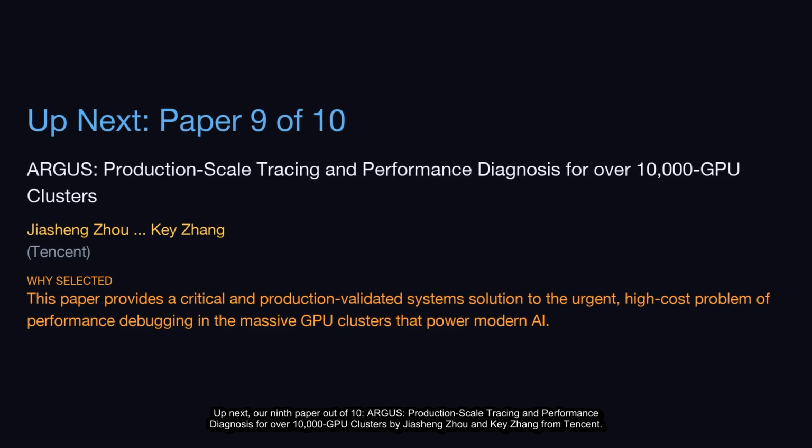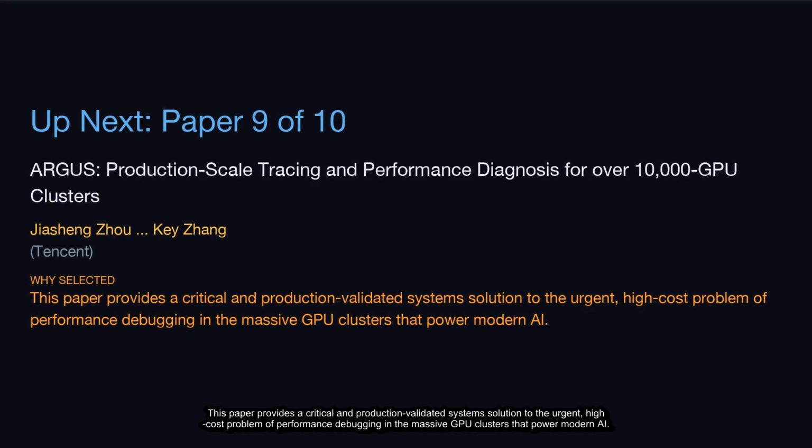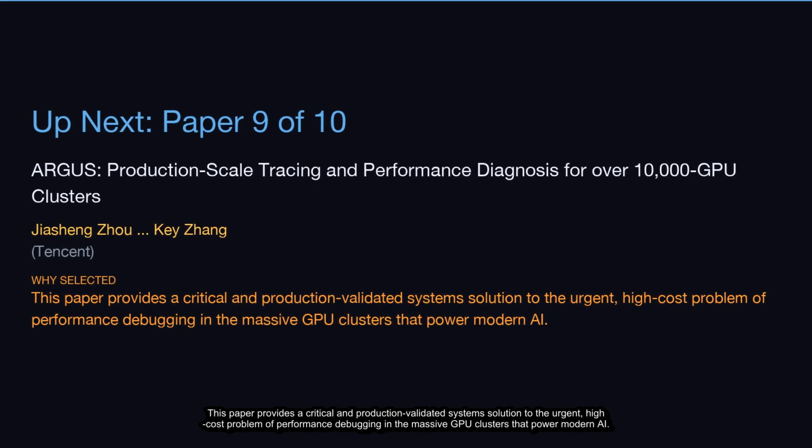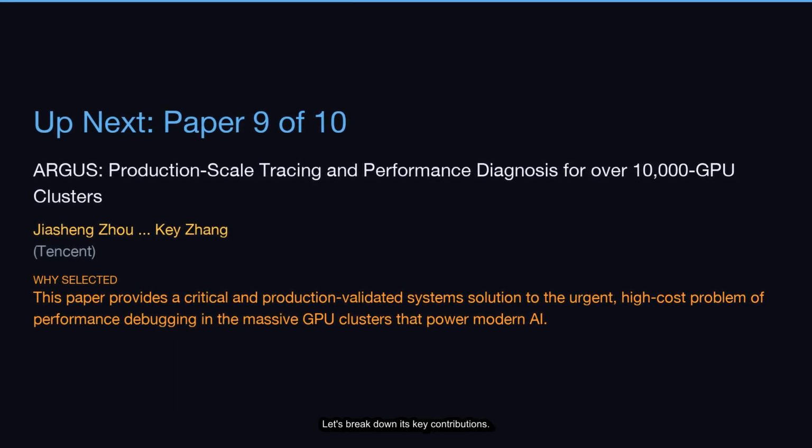Up next, our 9th paper out of 10, Argus. Production scale tracing and performance diagnosis for over 10,000 GPU clusters by Jiaxing Zhou and Qi Zhang from Tencent. This paper provides a critical and production-validated systems solution to the urgent, high-cost problem of performance debugging in the massive GPU clusters that power modern AI. Let's break down its key contributions.